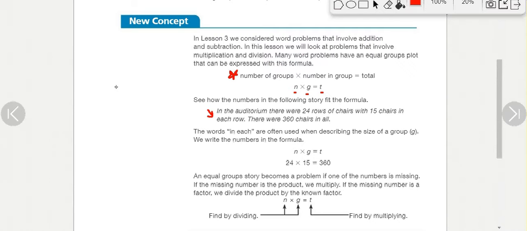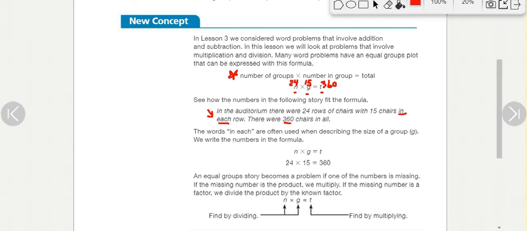In the auditorium, there were 24 rows of chairs. That's our number of rows or groups. 15 chairs in each row, in each tells us the size of a group or number in group. So that belongs where G was in the equation we were introduced to. So what's the total? We multiply the number of groups times the number in group, N times G. 360 is our total number of chairs or people who could fit there.